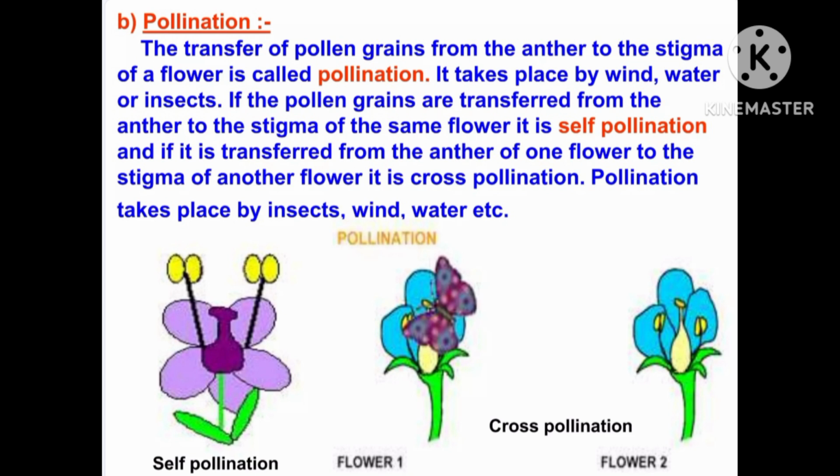Pollination takes place by insects, wind, water and so on. In the case of insects, the pollen grains attach to the wings of the insect, which goes and sits on another flower. In this way the pollen grains are transferred from one flower to another, cross pollination takes place, and pollination also occurs. I hope you all understood what pollination, self pollination and cross pollination are.